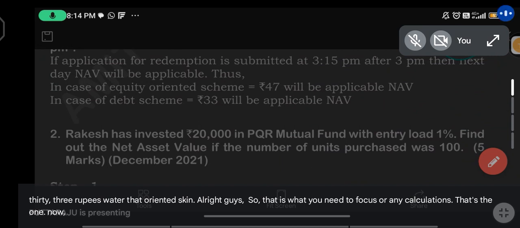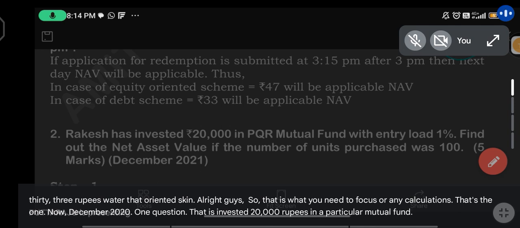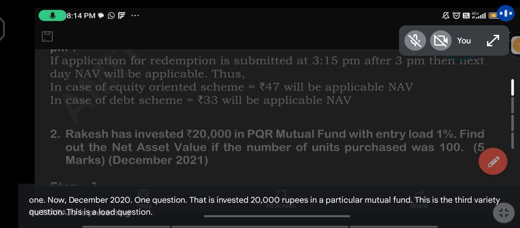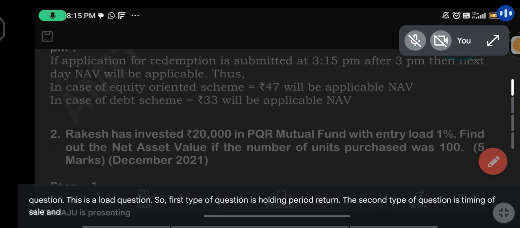Now, December 2021 question, Rakesh has invested 20,000 rupees in a particular mutual fund. This is the third variety question. This is a load question. So, first type of question is holding period return. The second type of question is timing of sale and redemption for NAV. And third question is the entry and exit load.